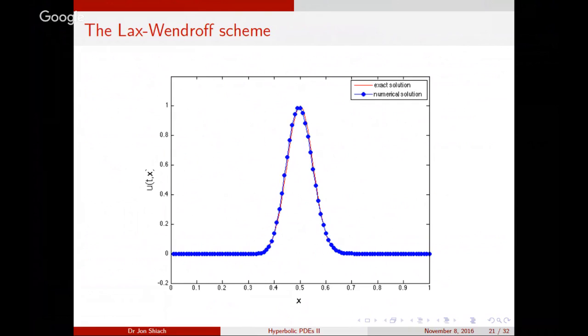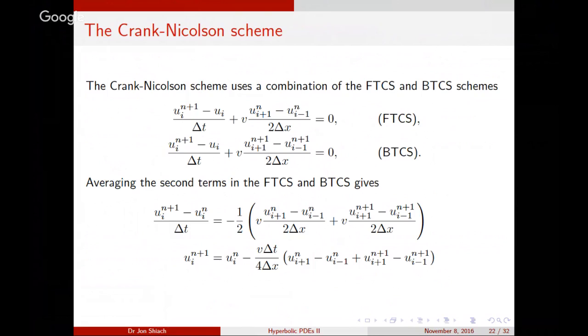Okay, we've got one more: Crank-Nicholson. All of the previous schemes are what we call explicit. It's dead easy to calculate them. They're just explicit relationships. The Crank-Nicholson scheme is an example of an implicit scheme. And what it does is it uses a combination of 2 separate schemes. One is a forward time central space, which we've already covered. The other is a backward time central space, which is very, very similar.